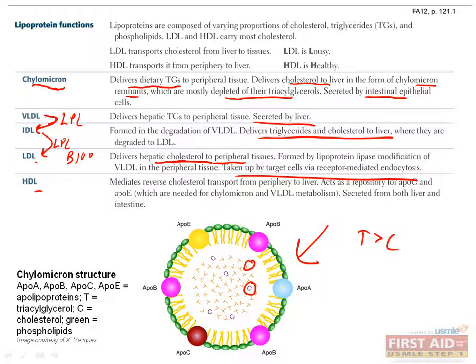Our last lipoprotein is HDL, which is often referred to as the good cholesterol. That's because HDL basically has the reverse function of LDL, since it transfers peripheral cholesterol, including that in atherosclerotic plaques, back to the liver. It also acts as a repository for ApoC and ApoE, which are used for chylomicron and VLDL metabolism. HDL is produced both in the liver and the intestine.